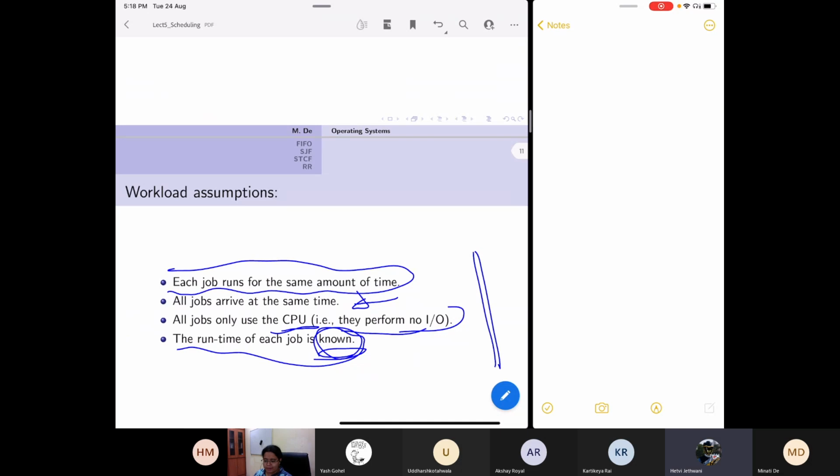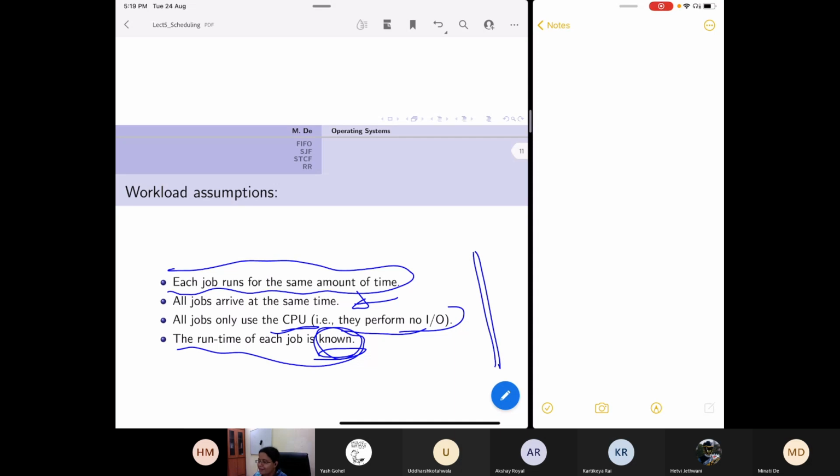Hetvi, yes, please go ahead. I'm confused. If we assume all jobs arrive at the same time, then how do we apply first come, first serve? That's a good question. I was thinking that someone should raise this question. So we assume that all jobs are coming at the same time.